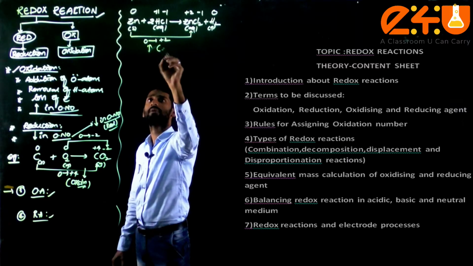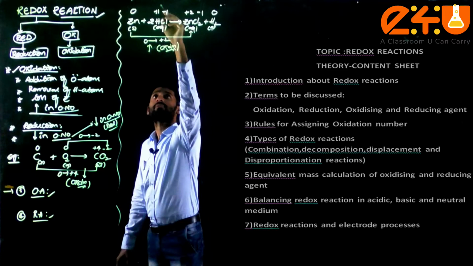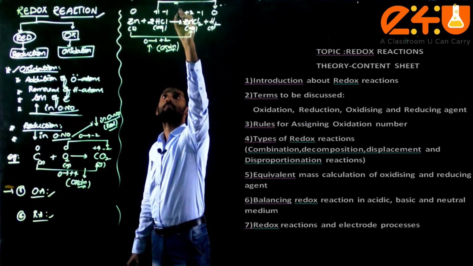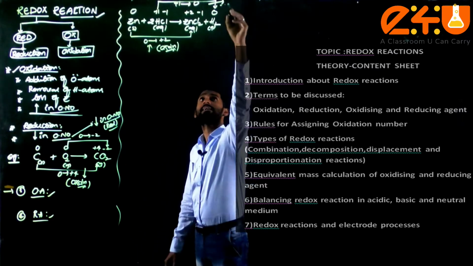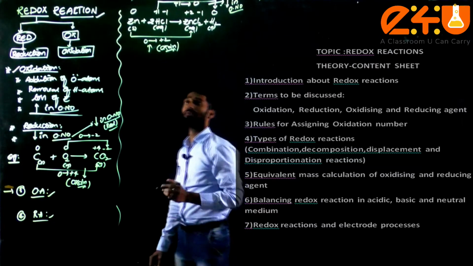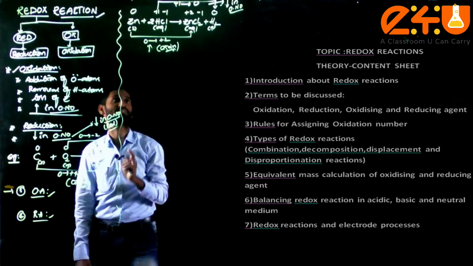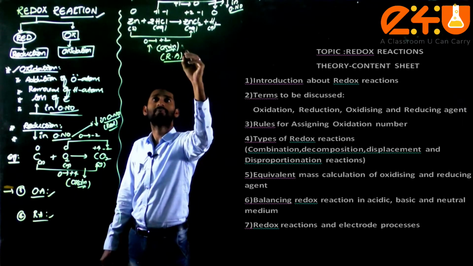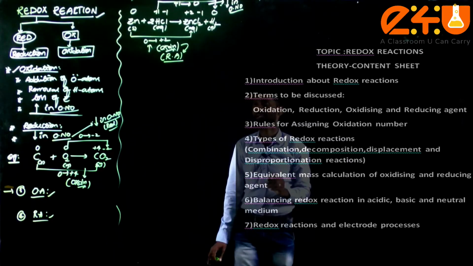Increasing oxidation number is called oxidation, as we already discussed. With respect to hydrogen, from +1 to 0, +1 to 0, what happened, my dear students? A decrease in oxidation number. The substance which undergoes oxidation, or itself gets oxidized, is known as the reducing agent. Oxidation means reducing agent.